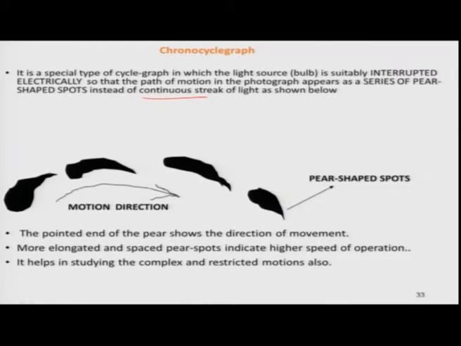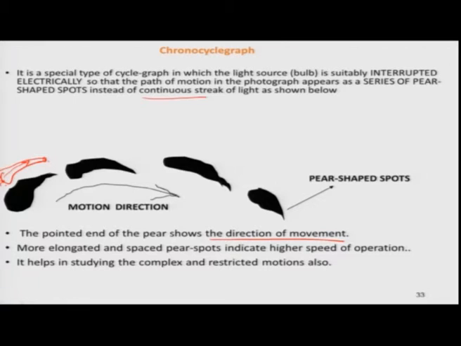Okay, in which the light source is suitably interrupted electrically, so that the path of the motion in the photograph appears as a series of pear-shaped spots. The point of the pear shows the direction of movement. Suppose this is the actual shadow light, so this is the point direction. It shows the direction in which you are moving your hand, from here to there.